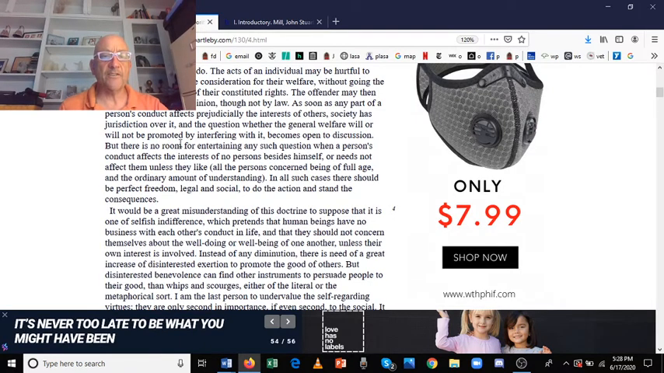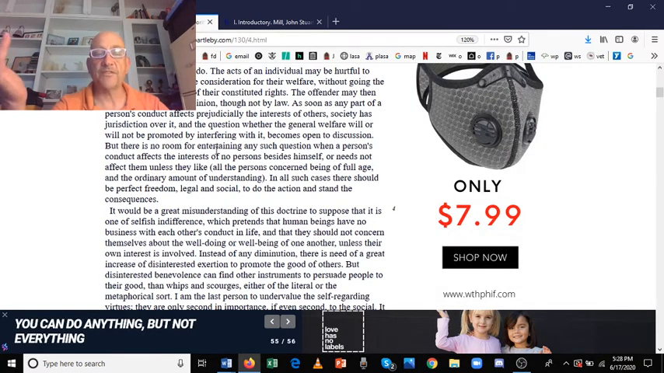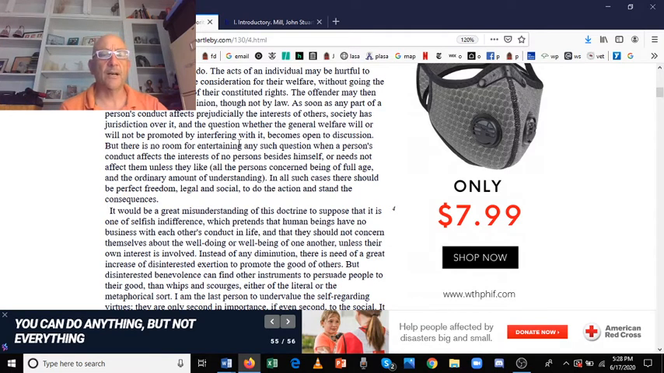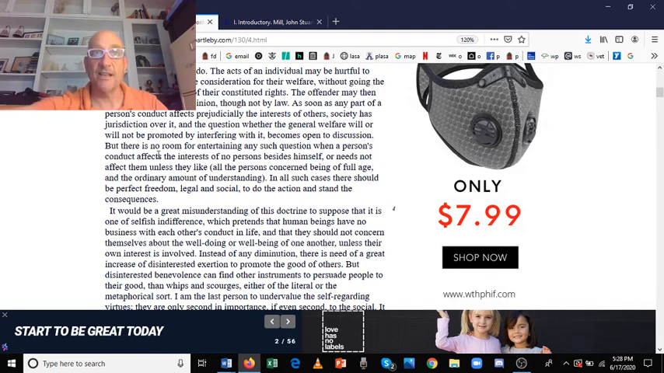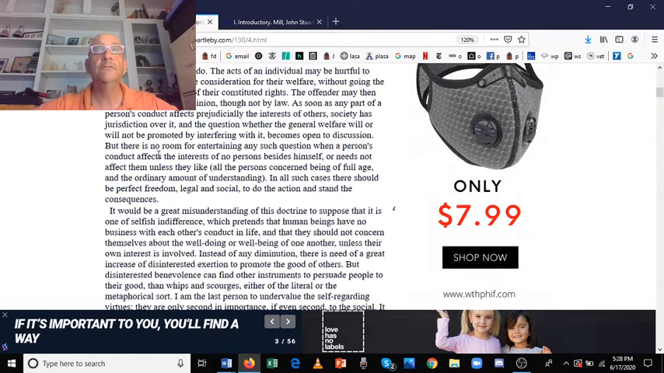There's no room for entertaining any such question interfering with somebody who's just harming themselves. When a person's conduct affects the interests of no person beside himself, so my smoking example, she's only affecting her own self, or needs not affect them unless they like it, can affect somebody else that likes it, he walking by and enjoying the secondhand smoke. And again here, everyone has to be of full age and the ordinary understanding. So kids are out, right? And we'll say more about that in a minute. Or if they don't have sufficient understanding, they're out. Say more about that in a minute.